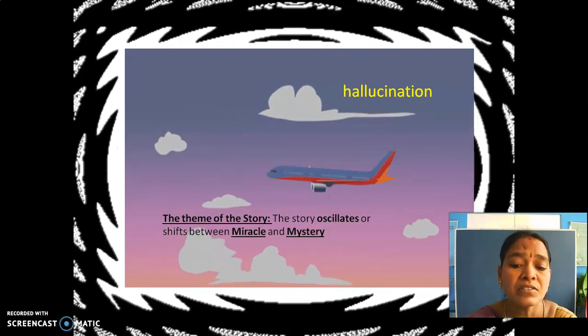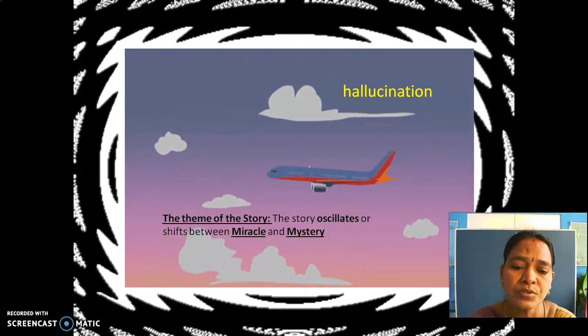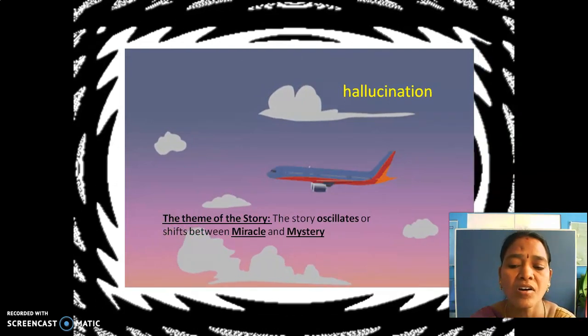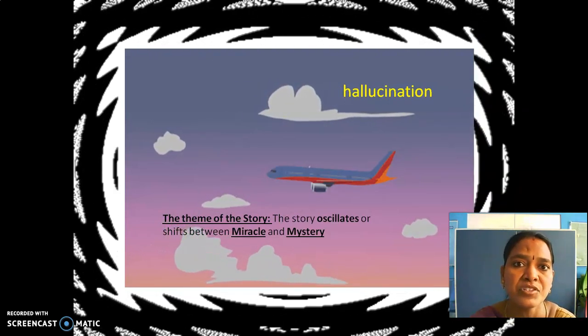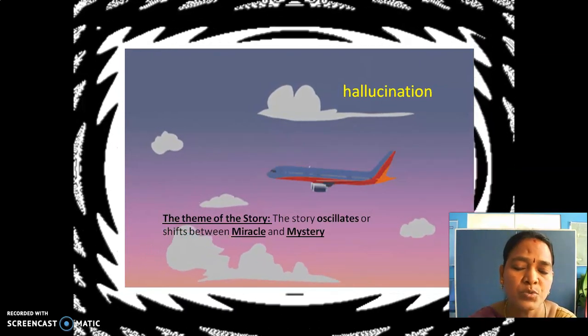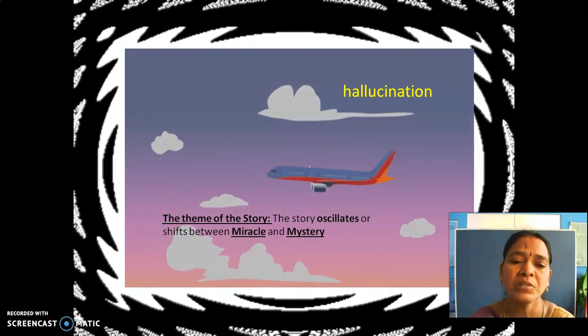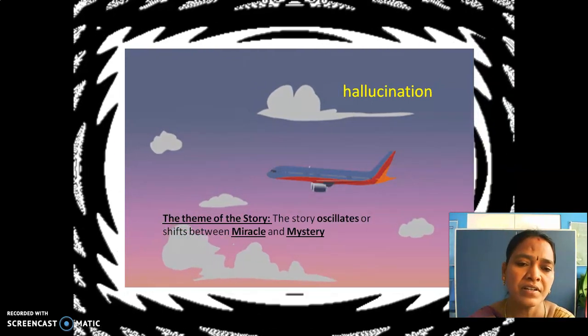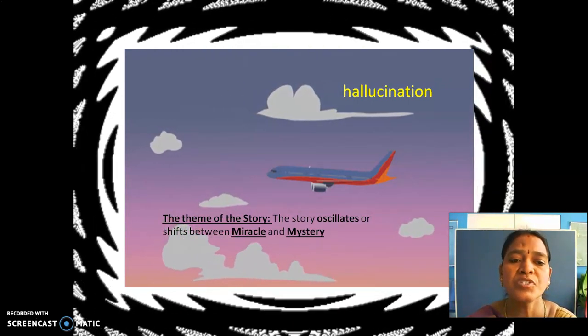Then I have got a theme for your first story. The story oscillates or shifts between miracle and mystery. I have explained very well the meanings of these words. And then we also have one more word right on the top. I have placed it: hallucination.